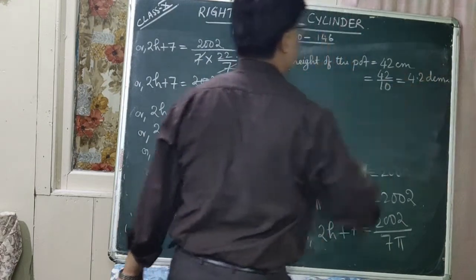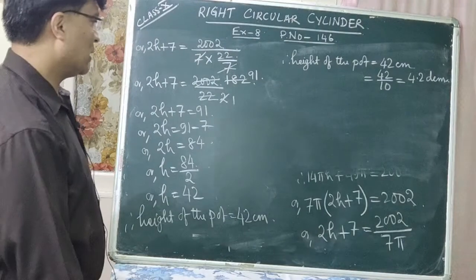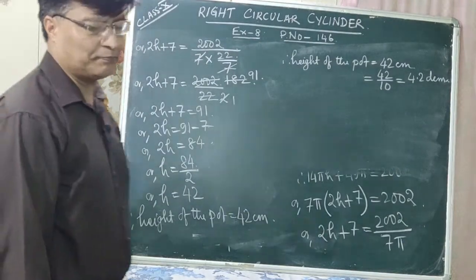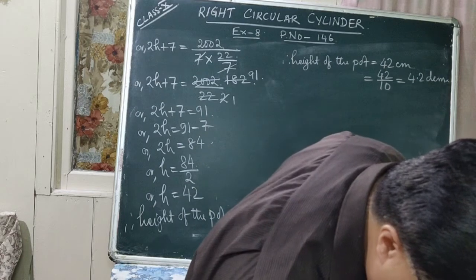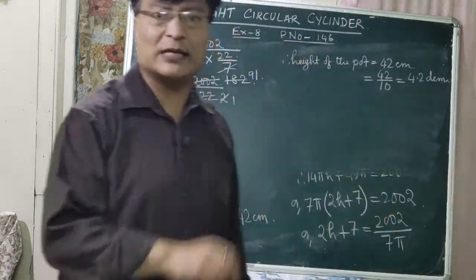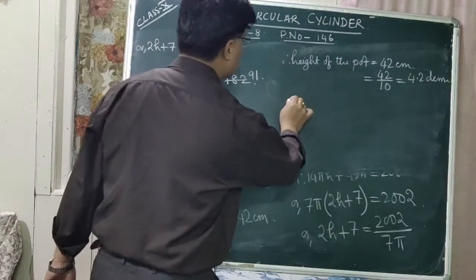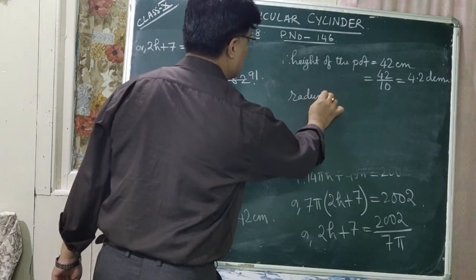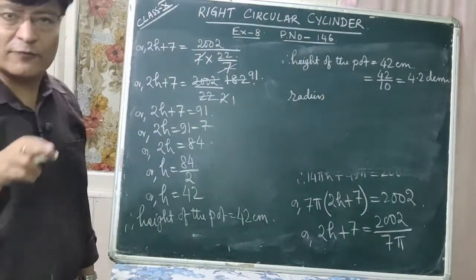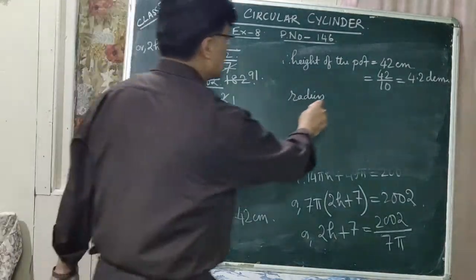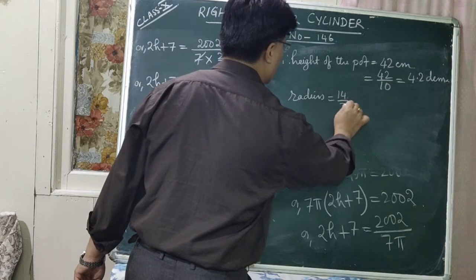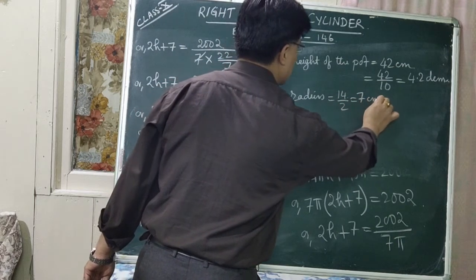This is 4.2 decimeter, right? So now, what was the radius of the pot? Diameter of the pot is 14 centimeter. What was the radius of the pot? It was 7 centimeter, isn't it? Radius will be half of the diameter. So radius is equal to 14 divided by 2, which is equal to 7 centimeter.